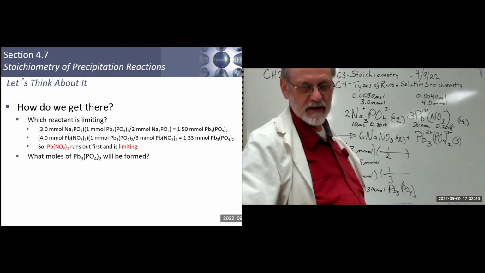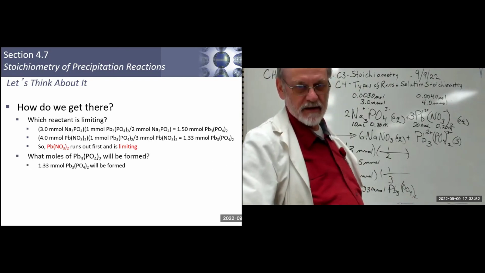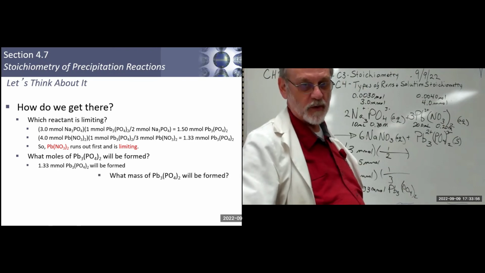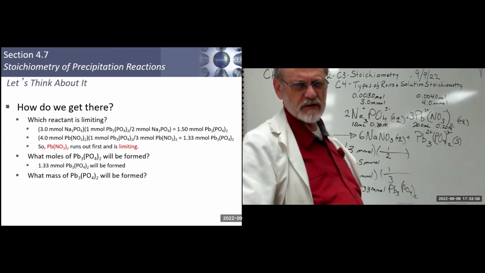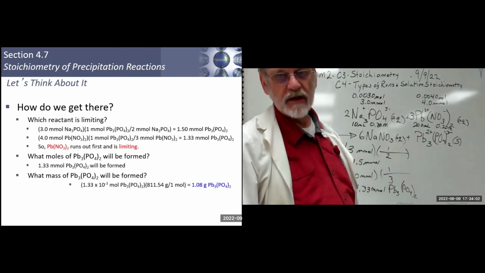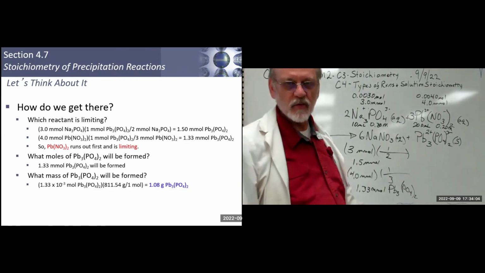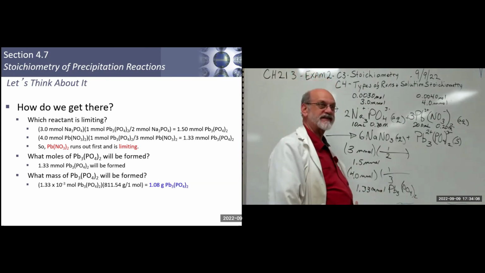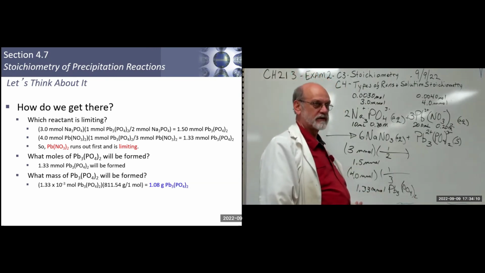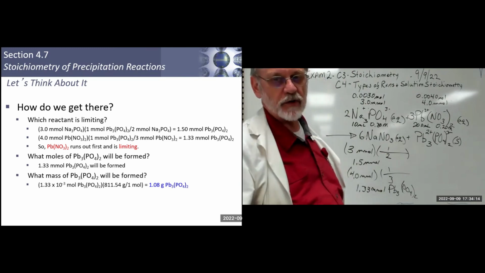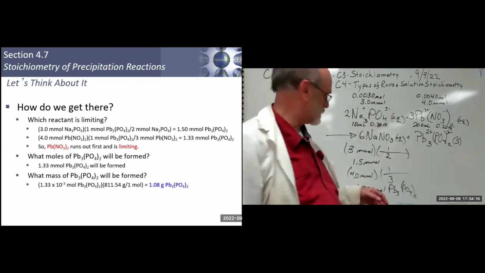All right. So that's the millimoles of lead 2 phosphate that's formed. Was the question concentration? What mass will be formed? Okay. So in this case, we need to convert this to moles now, which would be 1.33 times 10 to the minus third moles. Okay. We need to divide it by 1,000. And then convert that, and we get 1.08 grams.